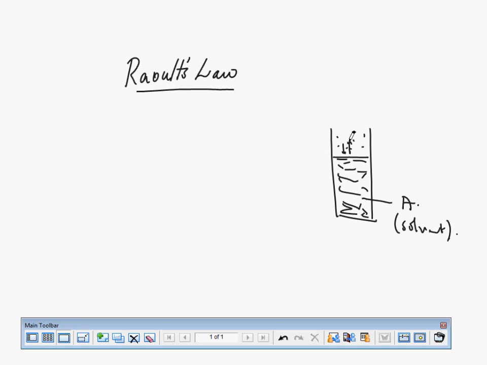If there has to be an equilibrium, this should be closed also. In a closed container only there can be an equilibrium. What is the meaning of this? There is an equilibrium between these two. What it means is, there are two processes taking place here. One is evaporation and the other is condensation. Suppose rate of evaporation is equal to rate of condensation.